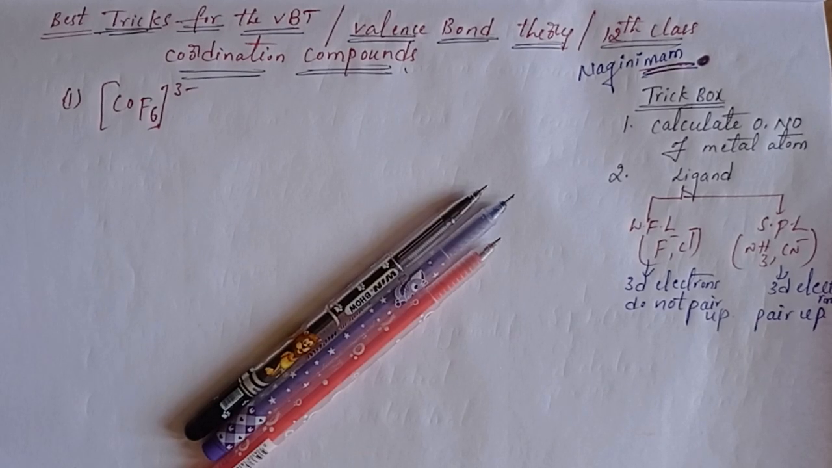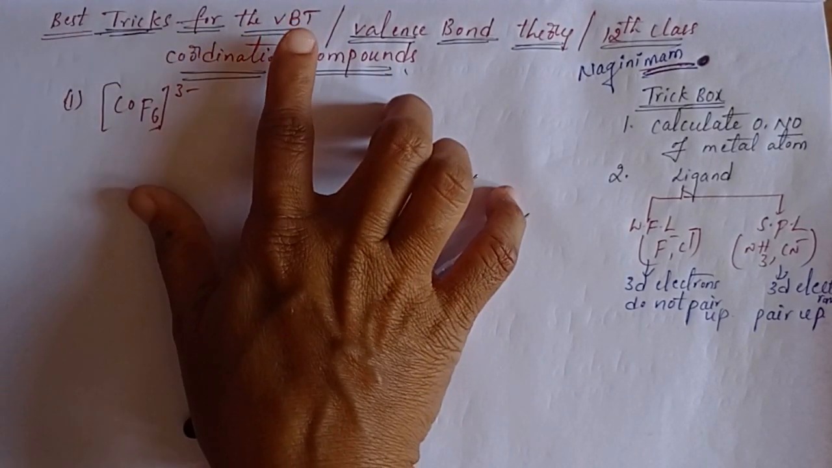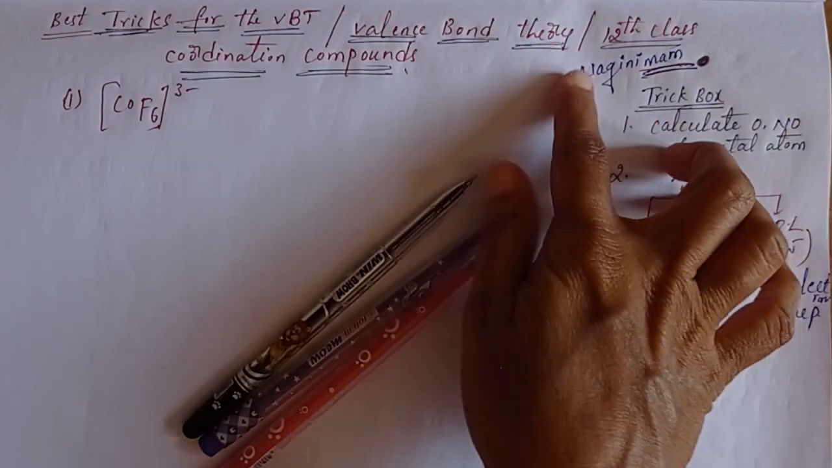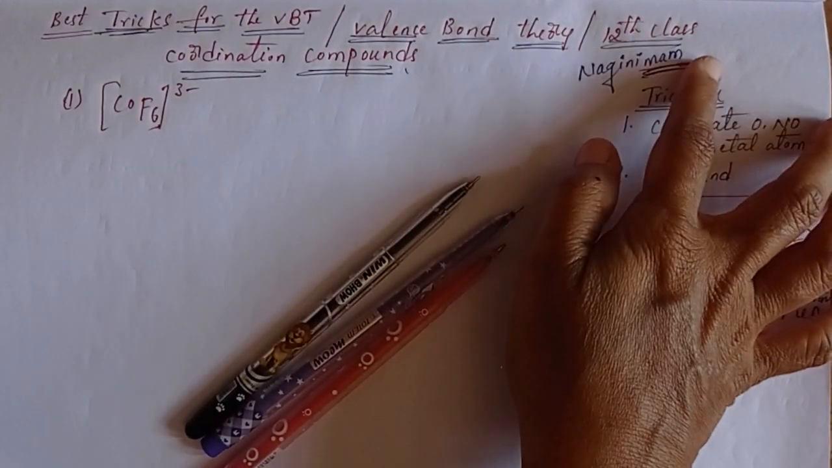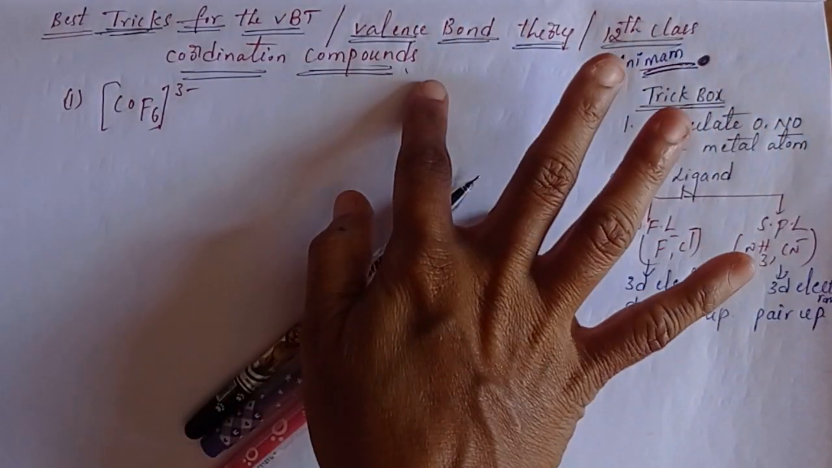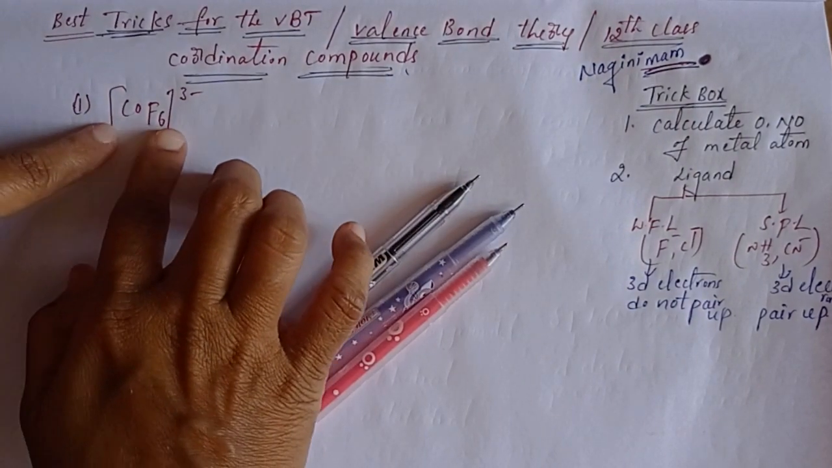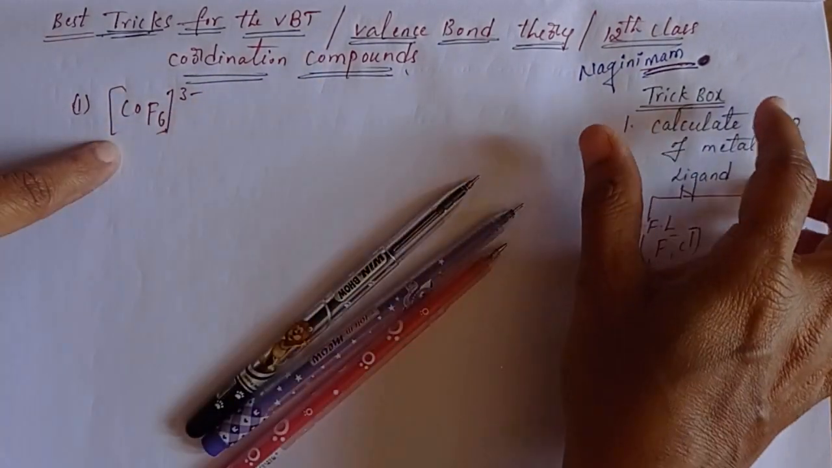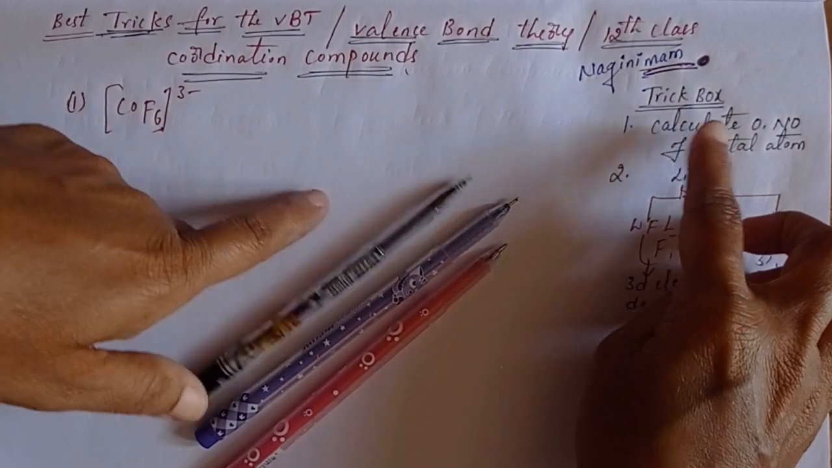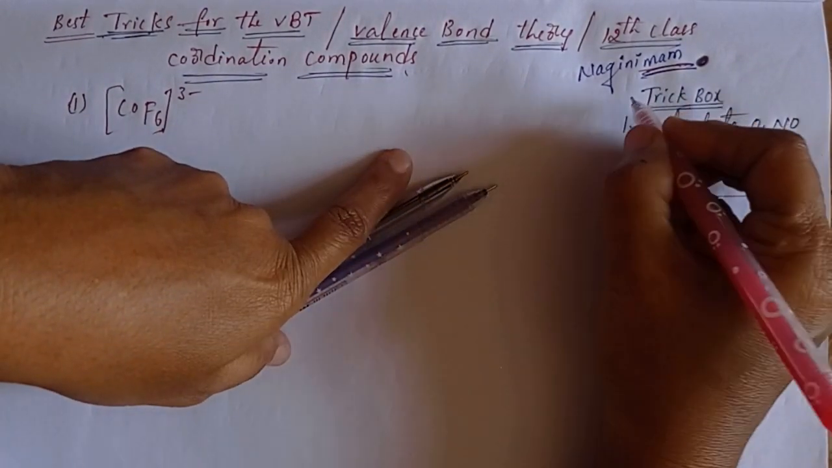Thank you students. In today's session I am going to discuss VBT, valence bond theory. It is a topic from 12th class, lesson name coordination compounds. So this is the complex CoF6 3 minus. Here I'm giving the trick box. See here, trick box. Calculate first.